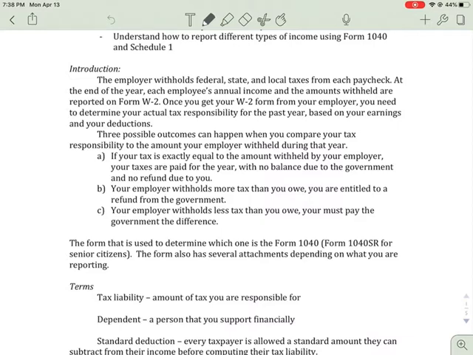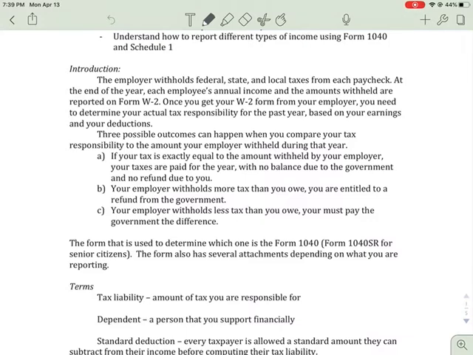All right, so there are 3 things that could happen. That your employer and what the government says you owe in taxes are exactly the same. That your employer took out the exact amount of tax that you owe the government, and it's a wash. You don't need to get a refund, but you don't need to pay anything. Unfortunately, that very rarely happens. Another thing that could happen is that your employer could take out more tax than the government says you owe, then you get a refund. And then the last thing that could happen is that the employer withholds less tax than what the government says you owe, and therefore you need to pay.